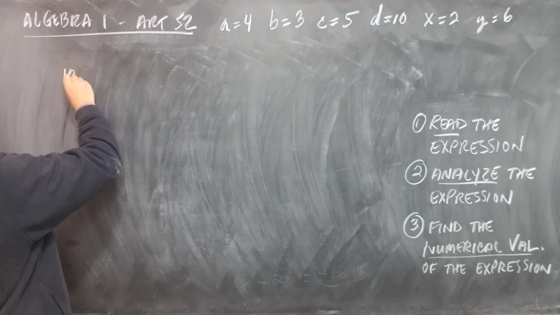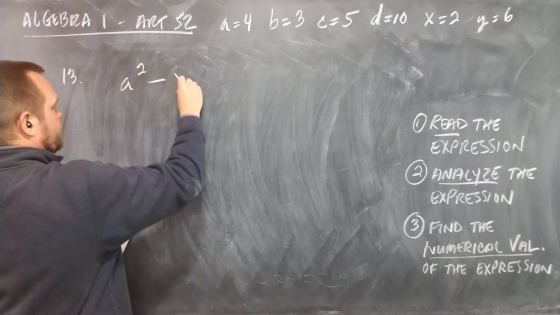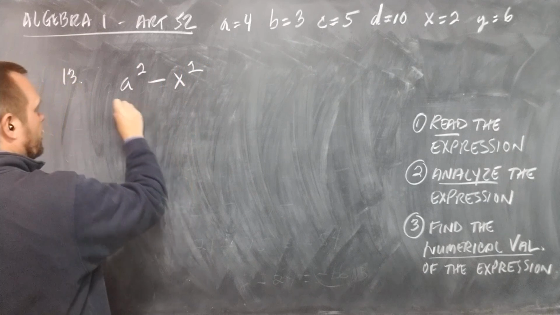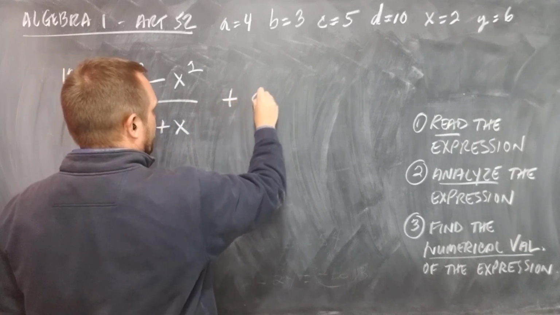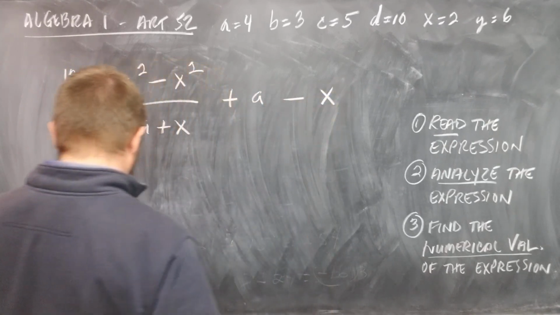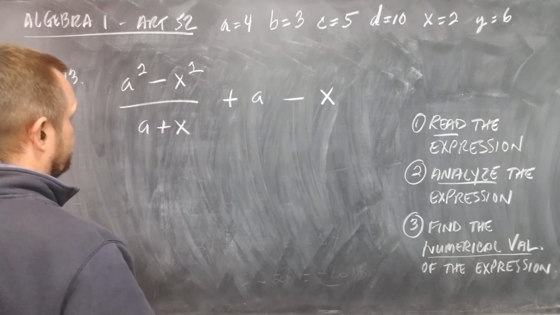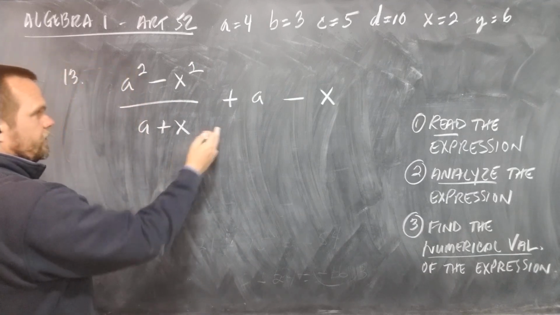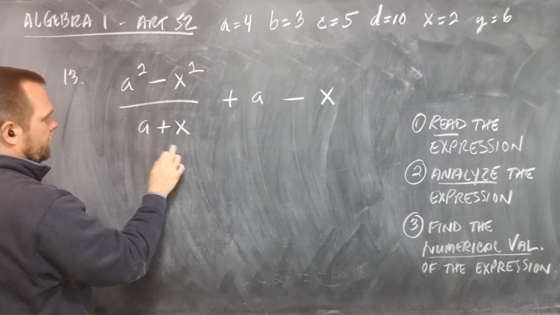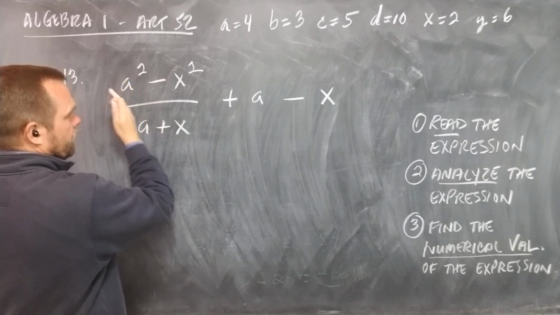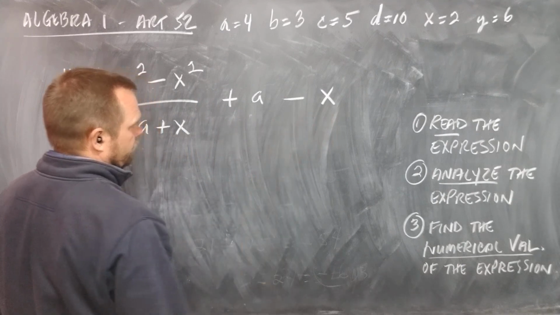Number 13. A squared minus x squared over a plus x, plus a minus x. Okay, this is number 13. We can see that we have three terms. A squared minus x squared divided by a plus x, that's our first term, plus a, that's our second term, minus x, our third term. So we have a trinomial.